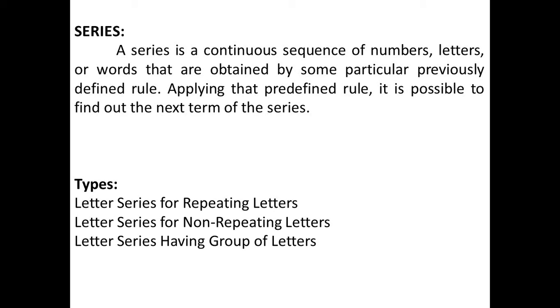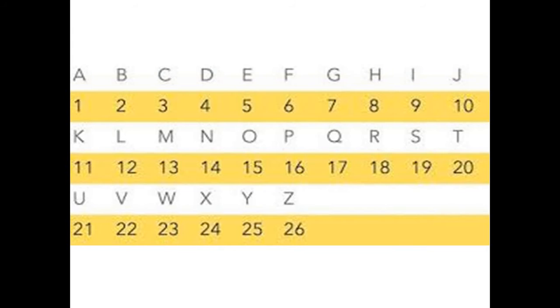That is series. There are three types of letter series. That is letter series for repeating letters, letter series for non-repeating letters, and letter series having group of letters. So the most important thing for alphabetical series is you have to know the place value of each letter. Like A is 1, B is 2 and C is 3 likewise.